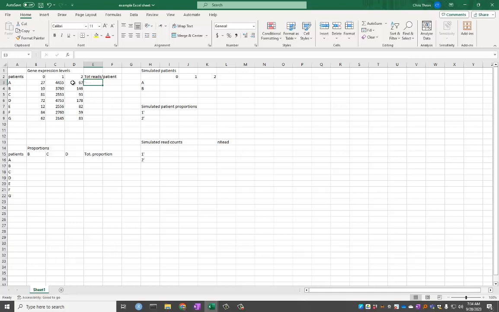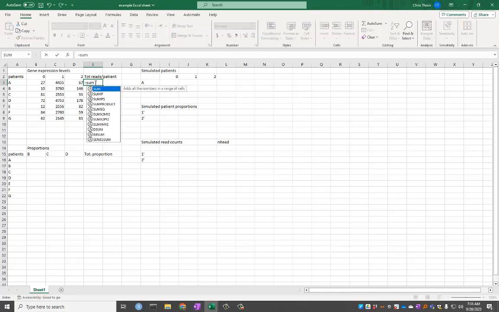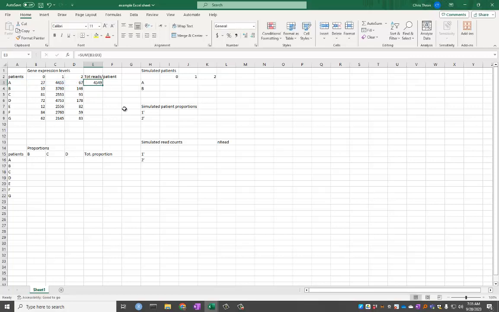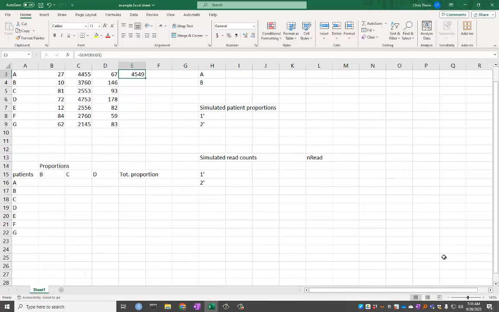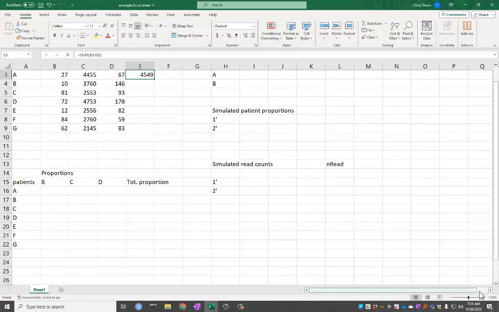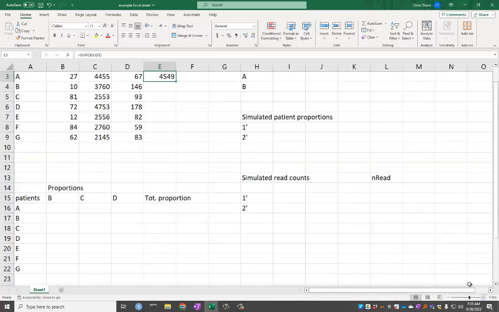So here, if I take the total reads per patient, this would be the sum of these reads here. And let's make this bigger so you can see what's going on. Okay, here we go. And then you can see the formula there. And I'm going to fill that formula down. So I'm taking this sum for all these different patients.